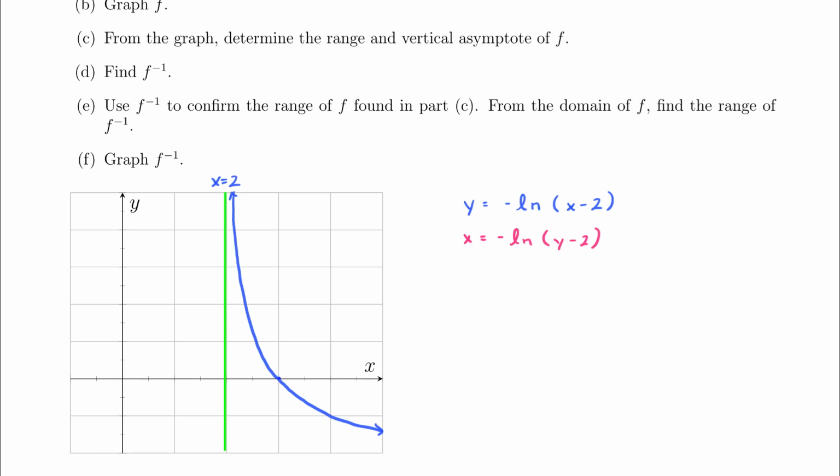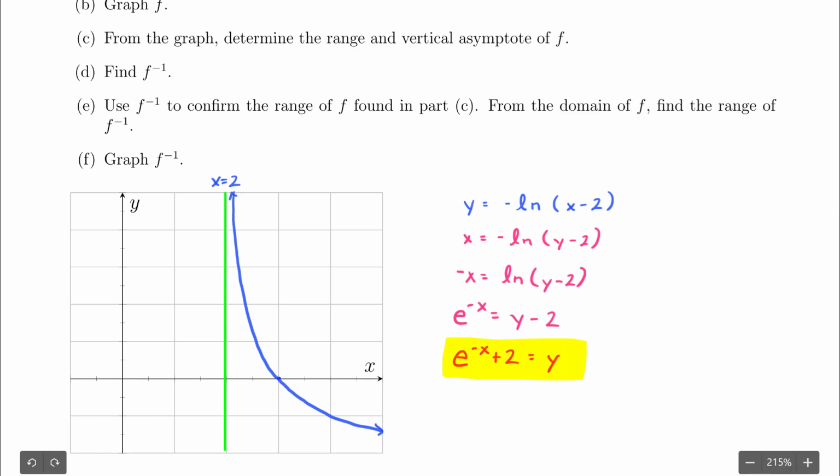And here we would solve for y again. So the first step would be to divide both sides by -1. So that gives us negative x equals natural log of y minus 2. And then the only way to get rid of that natural log is to exponentiate both sides of the equation. And we would write this now as e to the negative x equals y minus 2. That's how you get rid of the natural log. And then we would add 2 to both sides, so we get e to the negative x plus 2 equals y. And there's our inverse of the function.